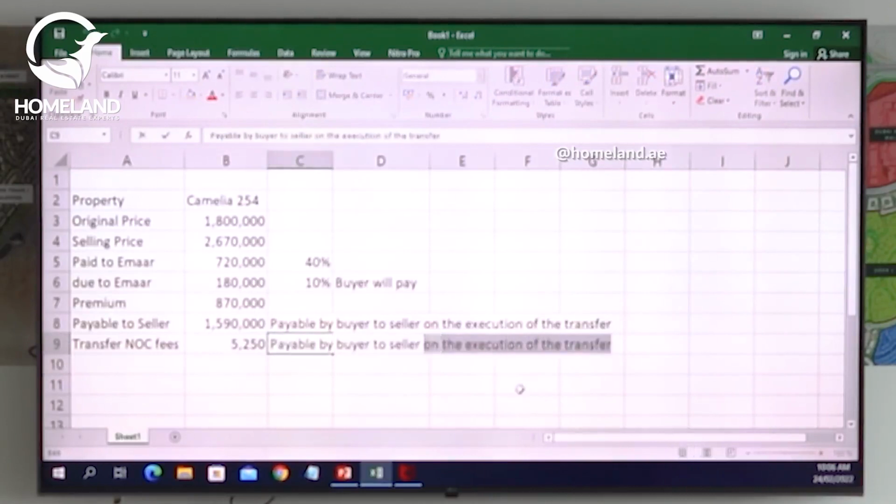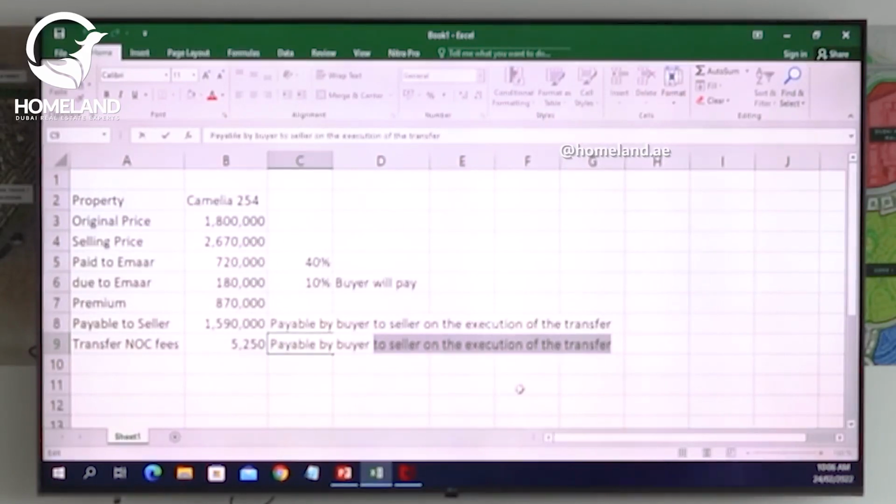Okay. Now one thing. Buyer cannot pay the transfer fees to the seller, to Emaar. Why not? How do you apply for NOC? Seller has to apply. How does the seller apply for NOC? You have to pay on the spot.